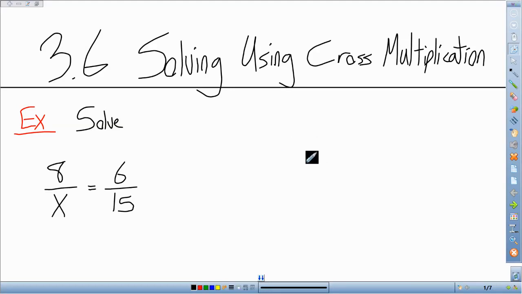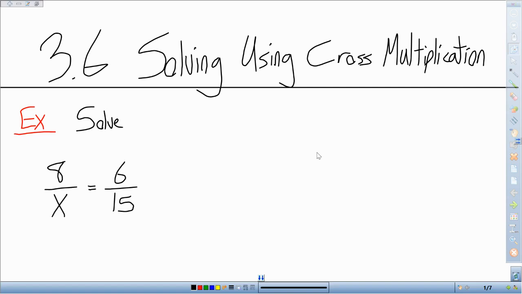Hey everybody. So we're looking at 3.6, solving using cross multiplication today. If you remember from the last lesson, we got into cross multiplication. This is going to be a bit more of that. The only difference is the problems are going to get a little bit more elaborate as we go through these. All right, so let's just go ahead and hop in.